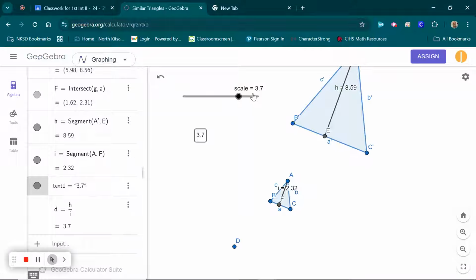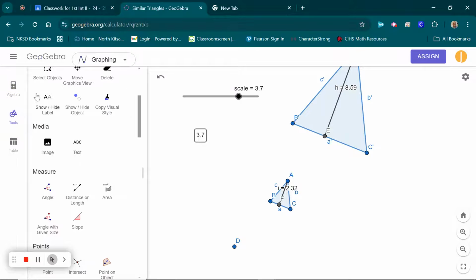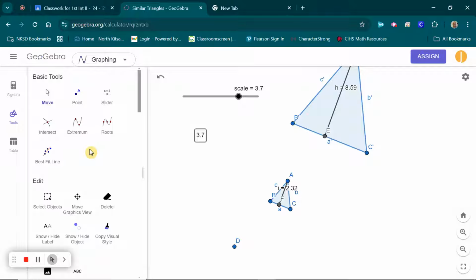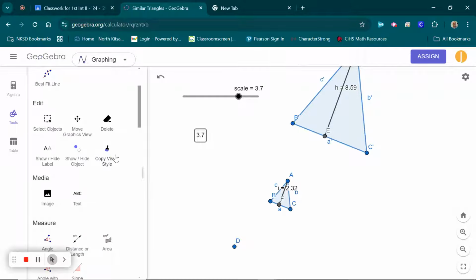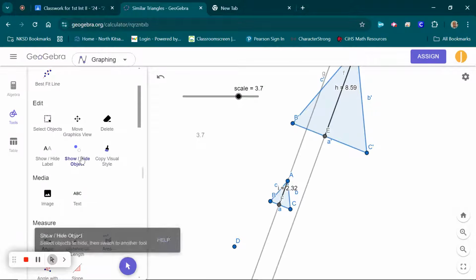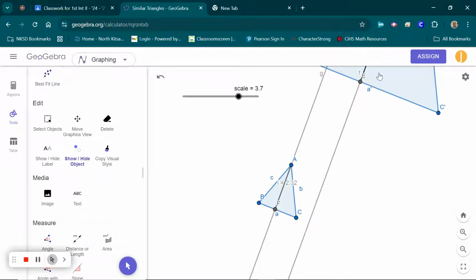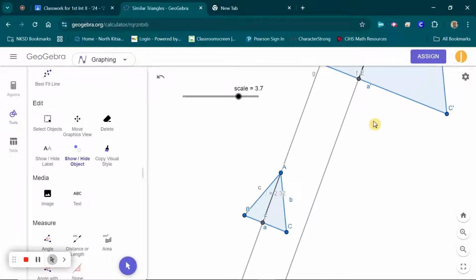Would this work for angle bisectors or for medians? Would it be in the same ratio? Let's try one more, and this time let's do angle bisectors. If we can get the angle bisectors to work, maybe you'll believe me that it works for medians as well. So I need to do a little hiding, right? Show hide object. I want to hide my altitudes in here so that you can't see them.